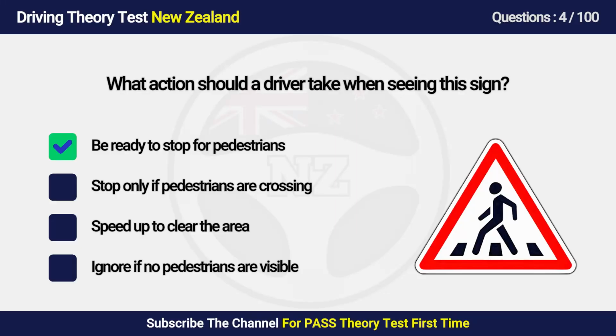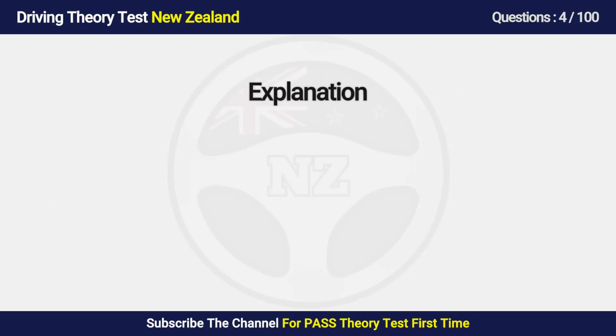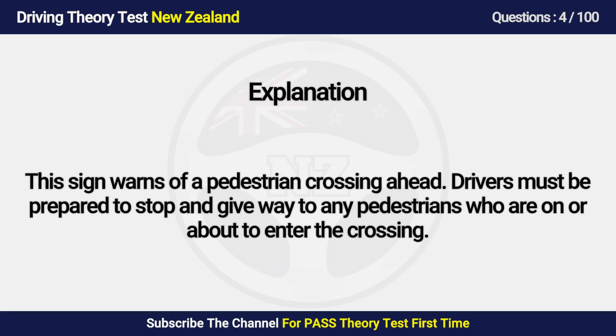Answer is A. Be ready to stop for pedestrians. This sign warns of a pedestrian crossing ahead. Drivers must be prepared to stop and give way to any pedestrians who are on or about to enter the crossing.